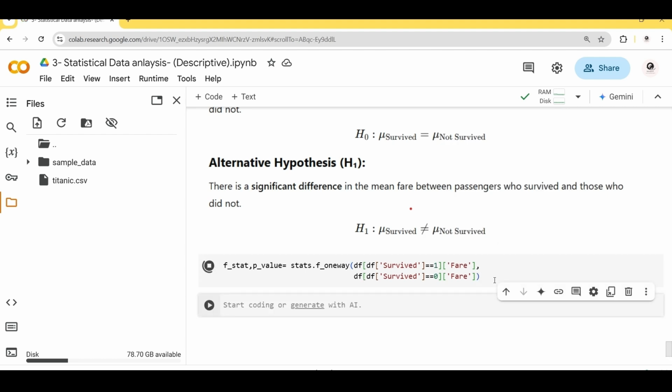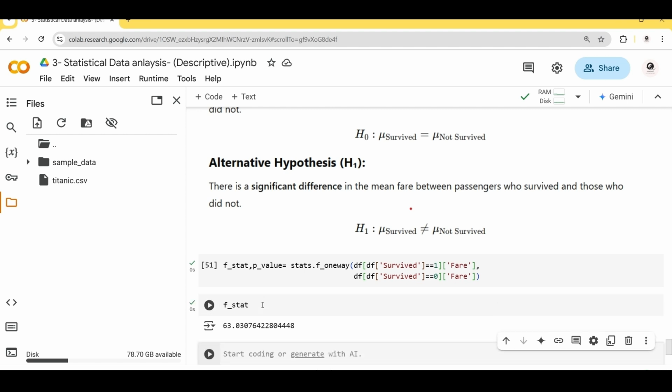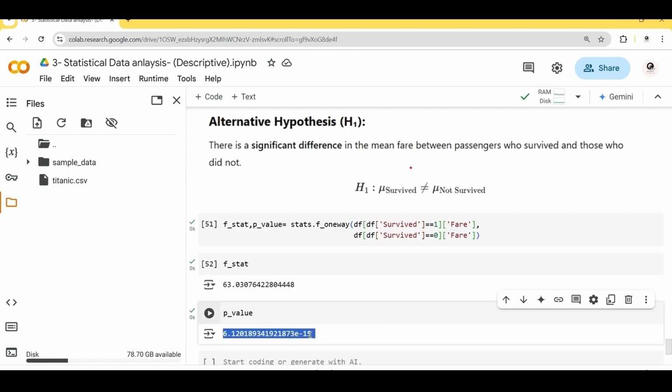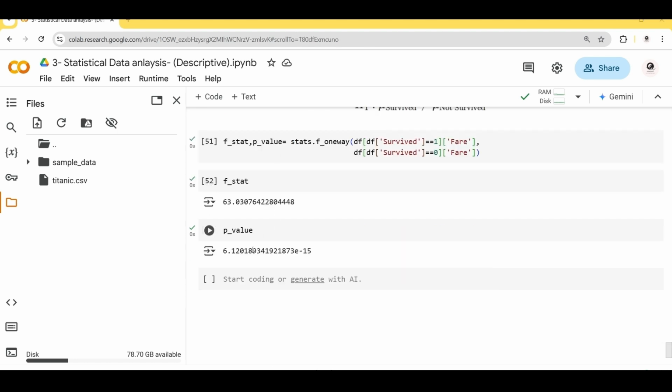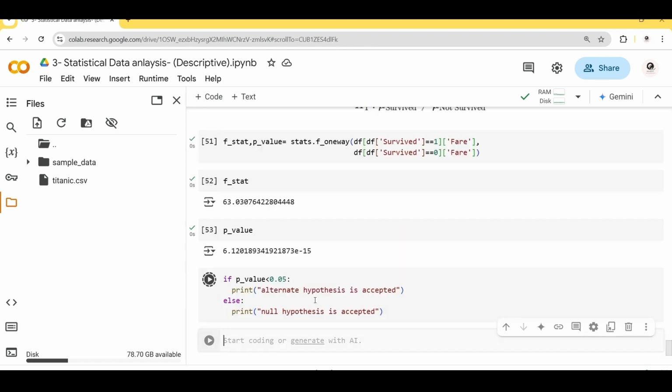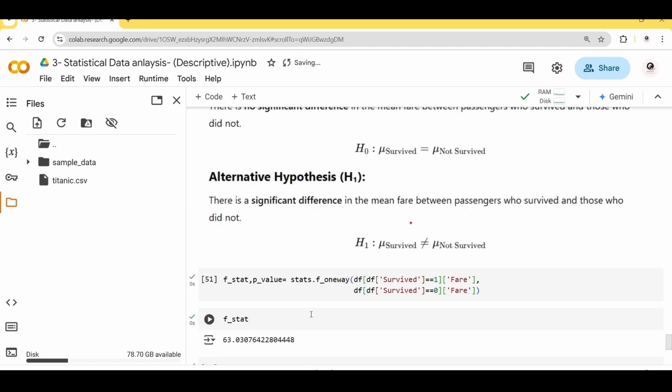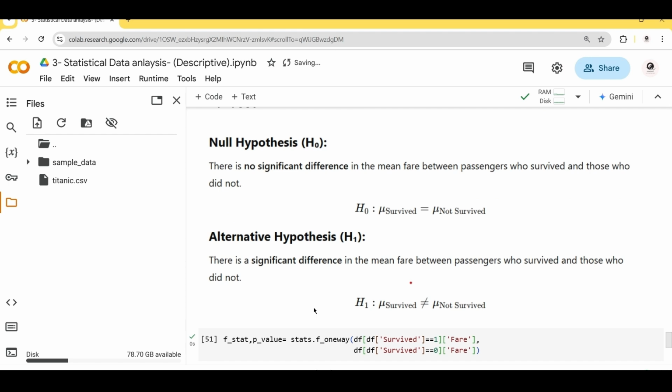Now let me run this. Now let me print my F statistic value and print my P value. So here my P value is less than 0.05. So we can say that the null hypothesis is rejected and the alternate hypothesis is accepted. So this is all about the F test.